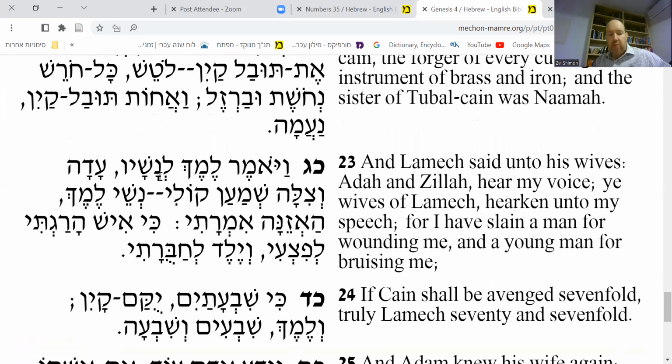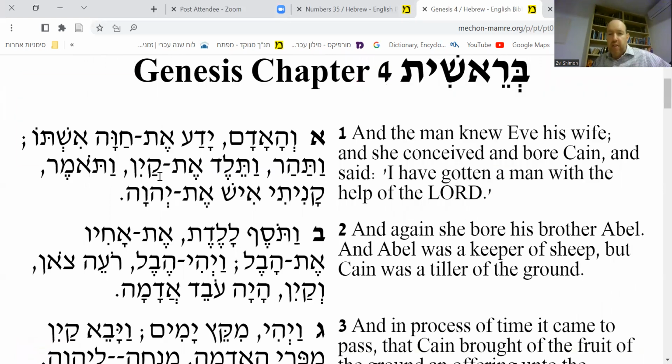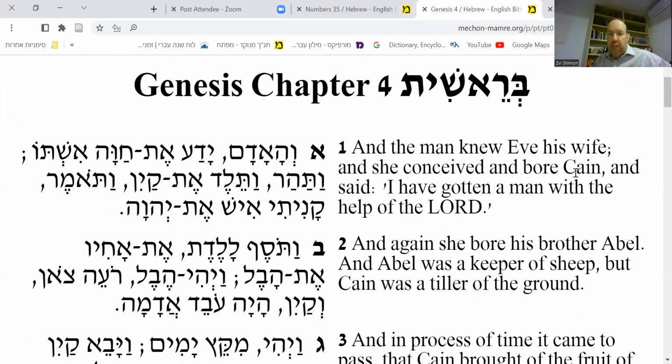Let's look at the opening of the story, right? She conceived and bore Cain and said, I have gotten a man with the help of the Lord, not God. That's the translation of Hashem, the tetragrammaton, the holy name, right? This is the holiest name. There's a difference in name, interestingly enough. Elohim, as opposed to Adonai.